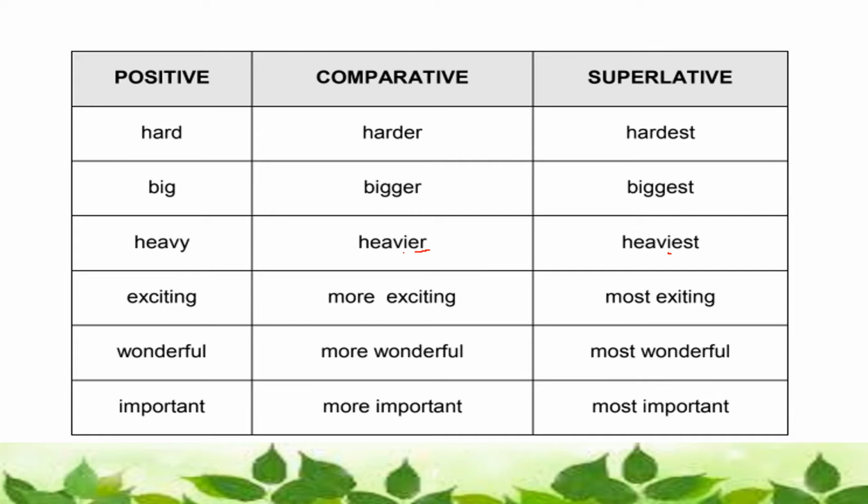Now we have another one, exciting. So this one is a three syllable word. Exciting, 1 2 3. So we need to add more: more exciting, most exciting. Wonderful, again 3 syllables. So more wonderful, most wonderful. Another 3 syllable adjective: important, more important, and most important.